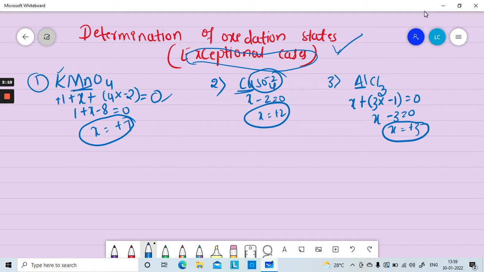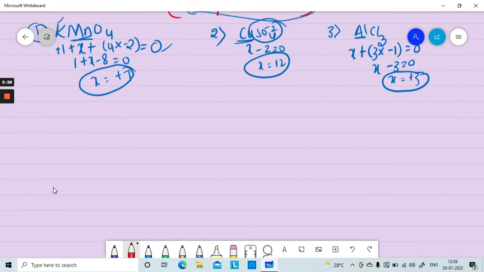Yes, so you are familiar with the determination of oxidation state. So let's move on to the exceptional case. Right. First I will give you one example, for which you have to calculate the oxidation state.